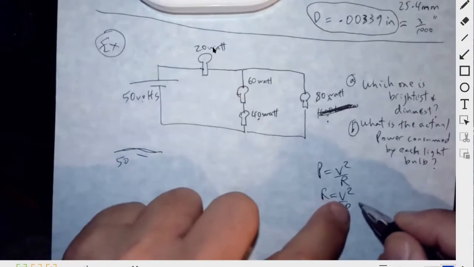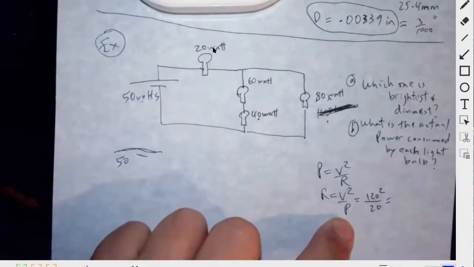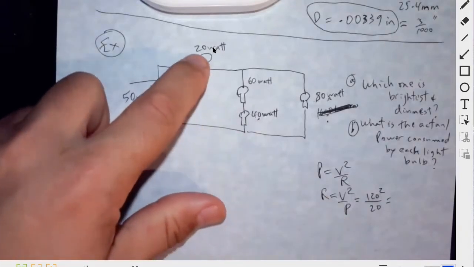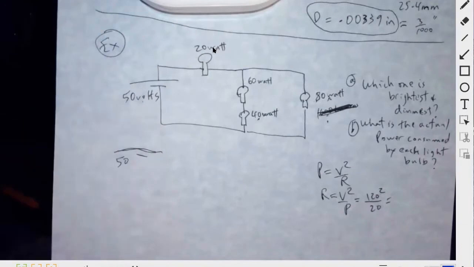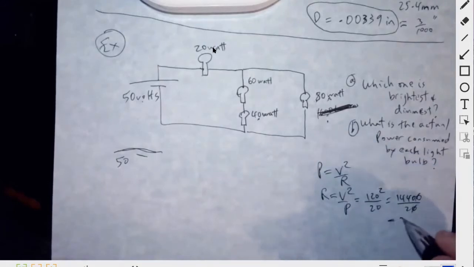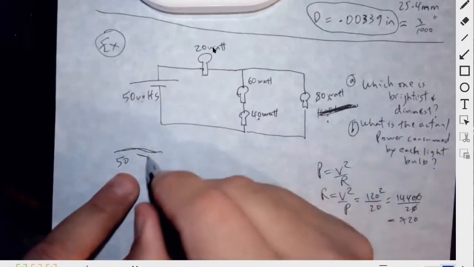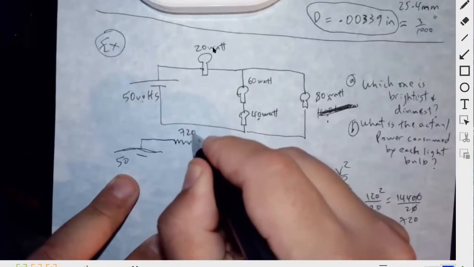The 20-watt light bulb's internal resistance is what? 120 squared over 20. Remember, the 20 watt is its rating when it's running across a 120 volt source by itself. Then that's going to be 14,400 over 20, which is 720. So this one has 720 ohms.